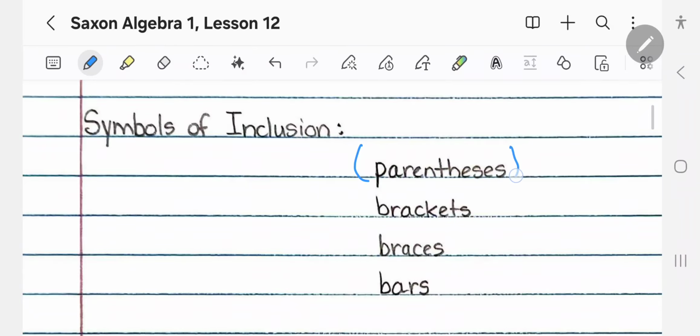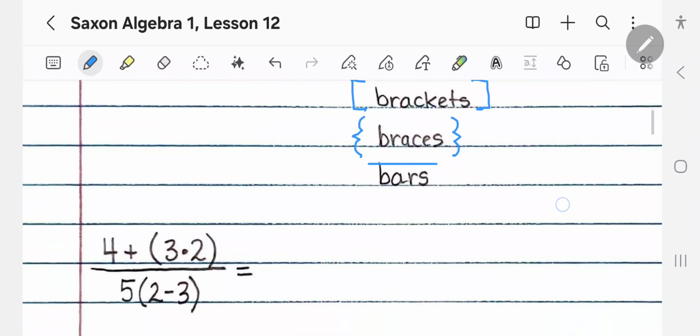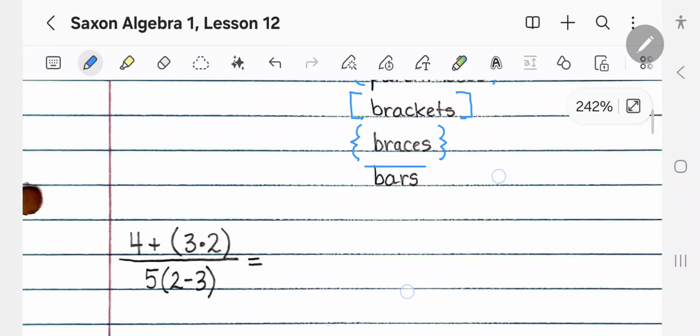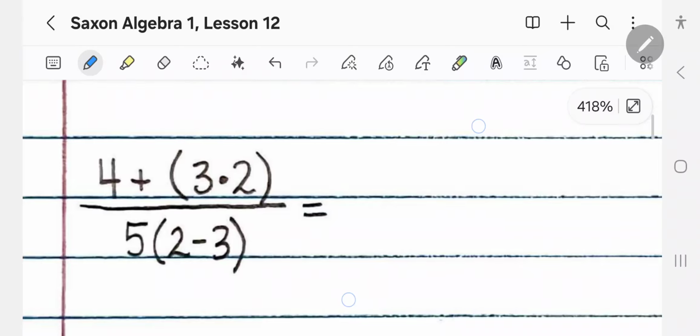You have parentheses, you have brackets, you have braces like a C, a V, a C, backward C, V, backward C. Those are braces. A bar, and usually bars would be used when you have a fraction like this. Okay, so in this fraction, we can see they've got some parentheses. And that tells us in the numerator, do this multiplication first.